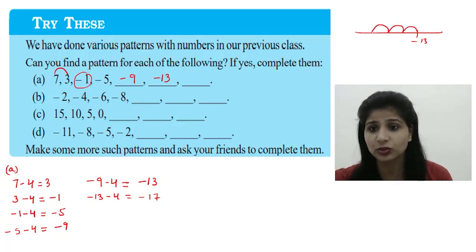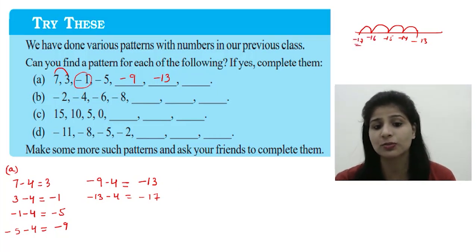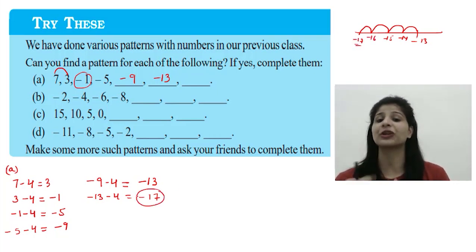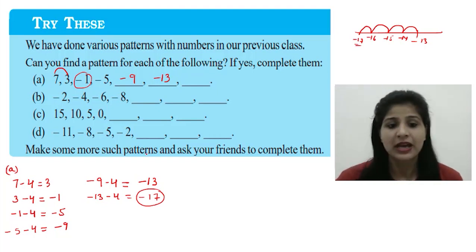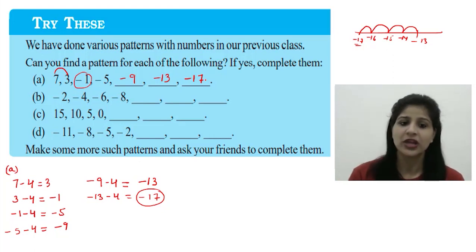So 1, 2, 3, 4. You see this will be minus 14, minus 15, minus 16 and minus 17. So we'll reach minus 17, so we have to take the sign of negative. Now, minus 17, and our pattern is completed. So this has to be done in all of them.